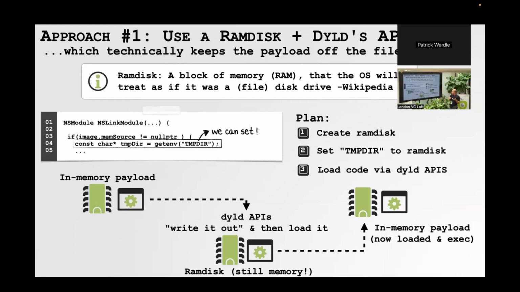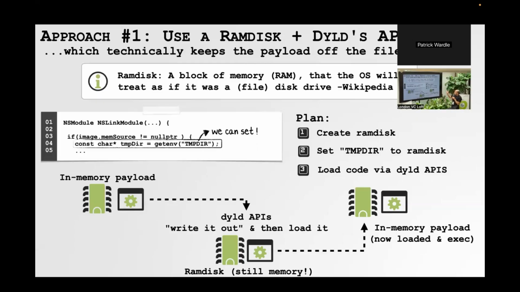The first approach I thought about is: why don't we just use a RAM disk and then still use the now neutered APIs? A RAM disk is basically a block of memory that the operating system will treat as a file system. If we reverse engineer Apple's NSLinkModule, we can see that it's now neutered to write out any binaries in memory first to the temporary directory. They do this by calling the getenv function on the TMPDIR environment variable. Well, since this is running in our process, we can change that environment variable to anything we want.